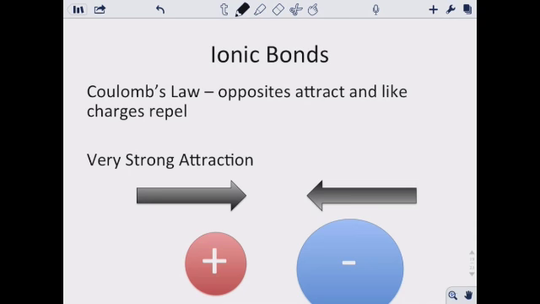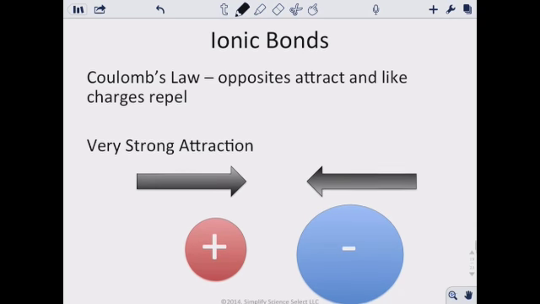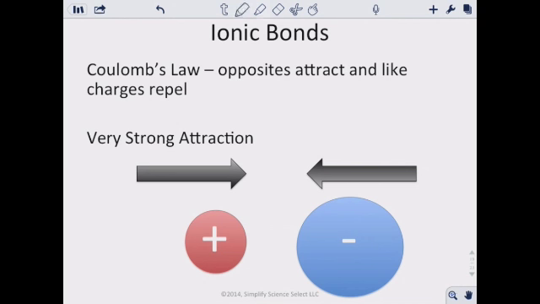Now, ionic bonding. When we think of ionic bonding, we want to think of Coulomb's law. You don't need to know all the details about Coulomb's law, but the main thing we need to know is that opposites attract and likes repel. So we're talking about a magnet, and we've hopefully played with a magnet before.